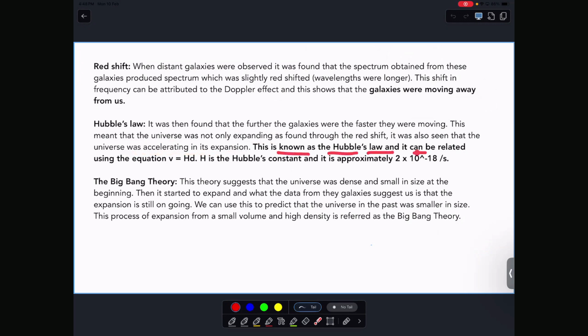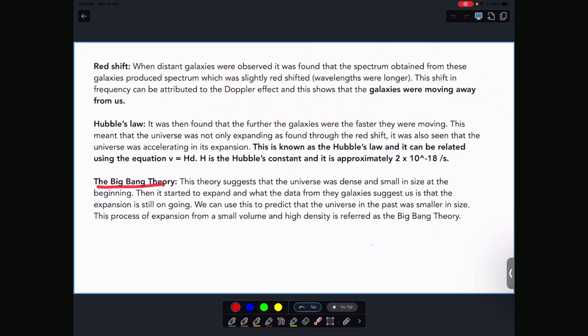This is known as Hubble's law, and it can be related to the equation V equals HT, which tells you the further the things are, the faster they are. And that is also a property of things that are undergoing acceleration. So it's like V squared equals U squared plus 2s. If the further they are, the faster they are, acceleration must be there, right?